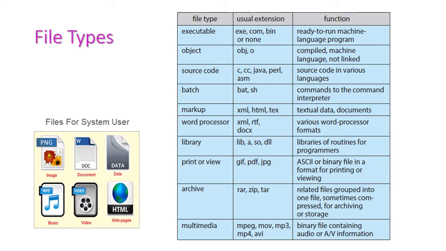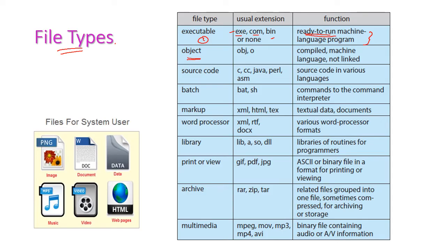Next, let us see file types. There are thousands of different file types. Let us see some here. The first one is executable file. Executable file means a ready-to-run file, normally machine language programs. The extensions are .exe, .com, .bin, etc. These are executable files. And the second one is object files.